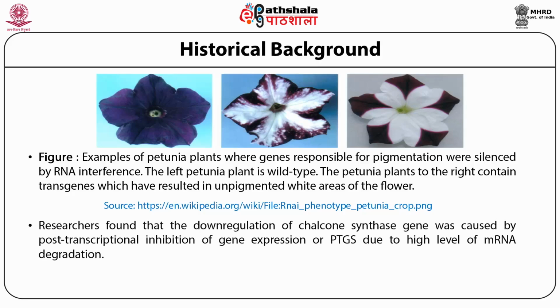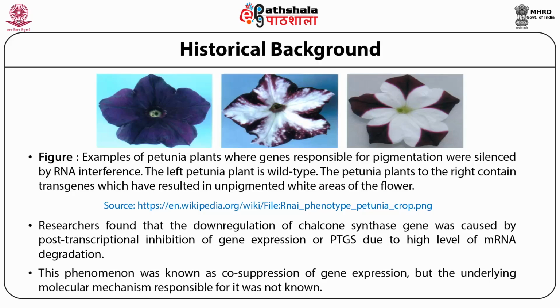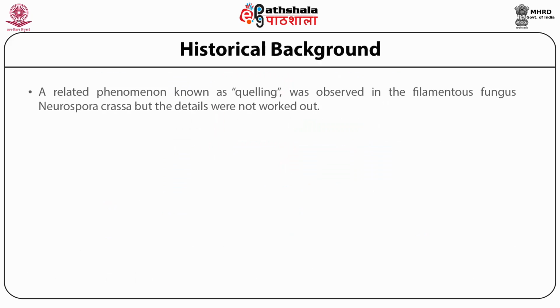The researchers found that the downregulation of the chalcone synthase gene was caused by post-transcriptional inhibition of gene expression, or PTGS, due to high levels of mRNA degradation. This phenomenon was known as co-suppression of gene expression, but the underlying molecular mechanism responsible for this was not known. A related phenomenon known as quelling was observed in the filamentous fungus Neurospora crassa, but the details were not worked out.